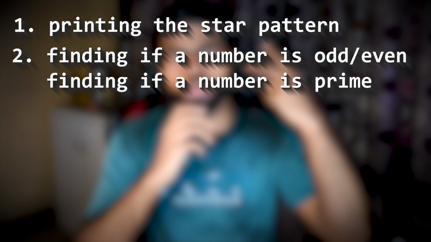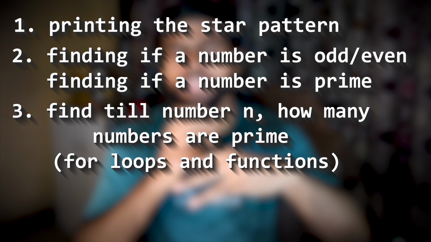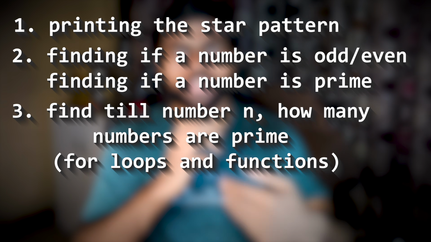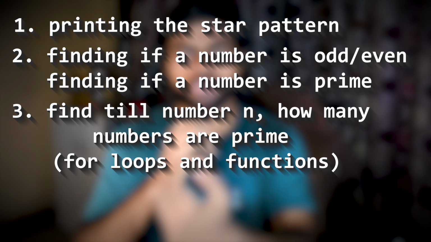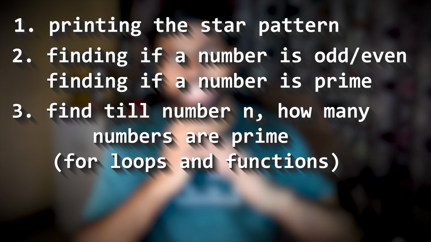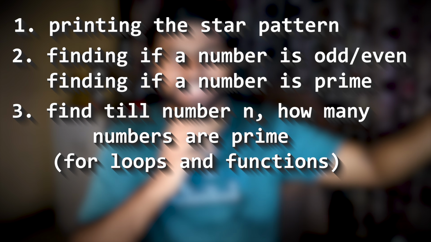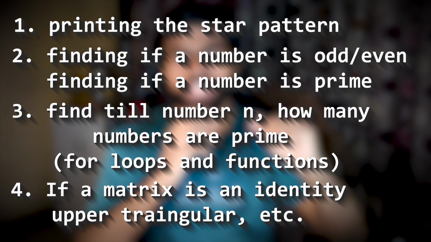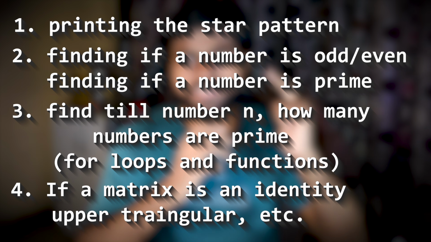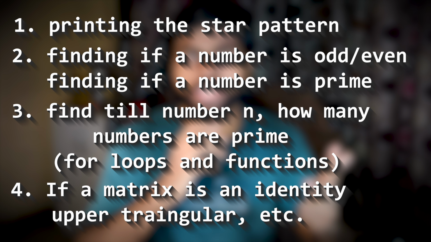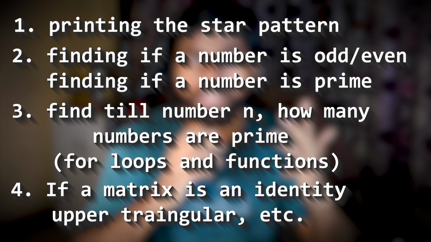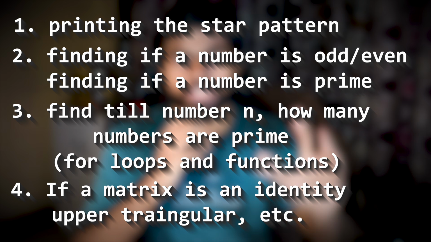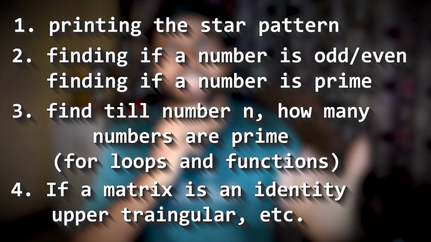An upgraded version of this problem is number 3, find till number n how many numbers are prime and print them out. This will really help you to understand how, while a loop is running, you can try to make those calculations internally, and then we can move to optimization when we finally reach DSA. And number 4, you can have something called a matrix. And then for that matrix, you can try to say if the matrix is an identity matrix or not. Is it an upper triangular matrix or not? If it is a lower triangular matrix, if the matrix has only even numbers, if it has only odd numbers. So you can do these types of problems, which are non-DSA problems, to understand the underlying patterns.